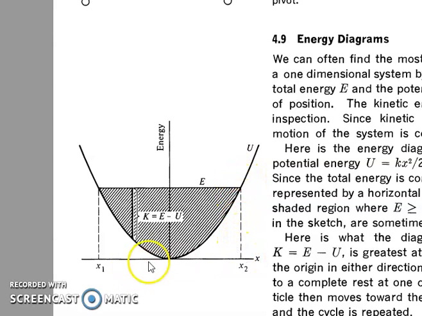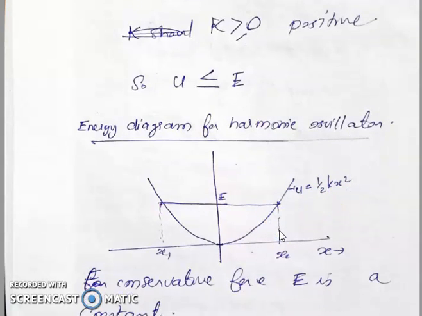So if we look at the motion of a simple pendulum or any harmonic oscillator, it will move from here to here. When it reaches the position x2, it will come back to the original position and move on. And this is the mean position. At this position the kinetic energy will be maximum. These are the things we explained.